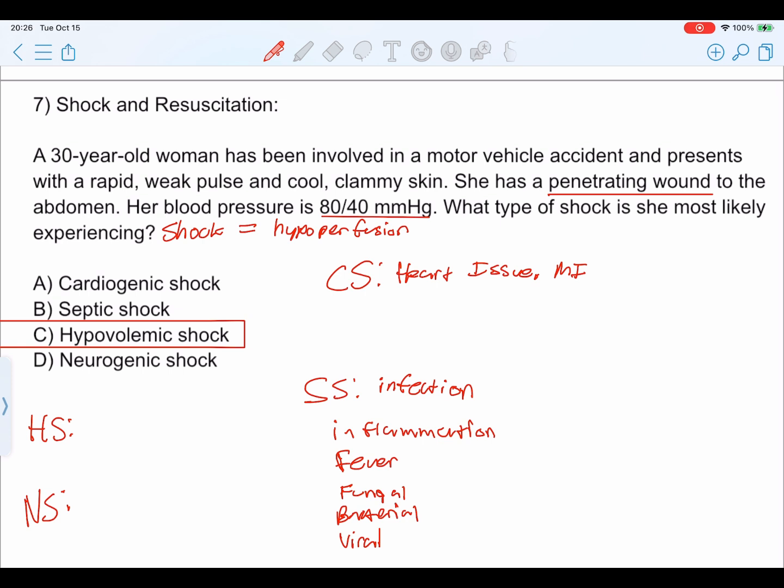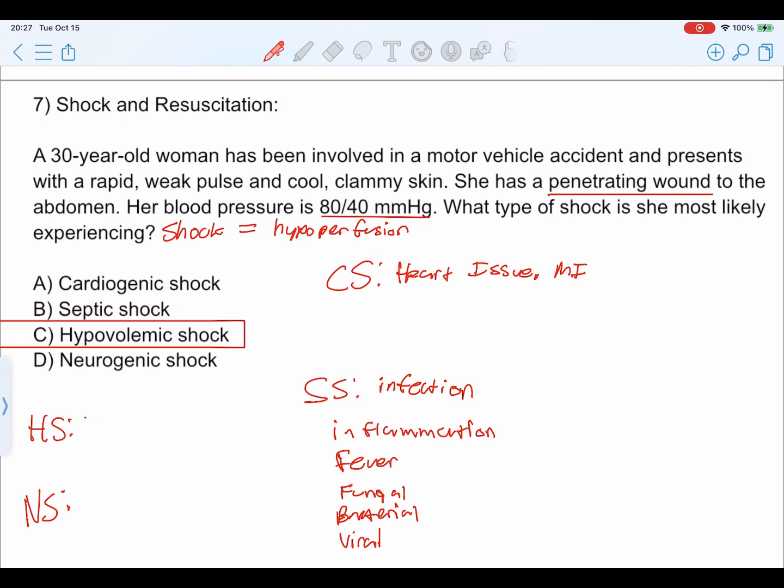So now we have hypovolemic shock, which is the correct answer for this question. Hypovolemic shock is simply shock as a result of low volume in the vessels. Loss of blood can cause this. Significant loss of fluid in general can cause this because there's other fluids in the vein that aren't specifically blood, but losing blood is the biggest one.